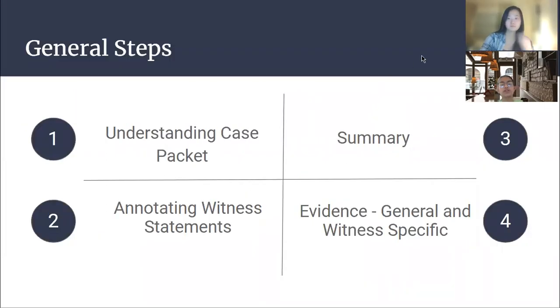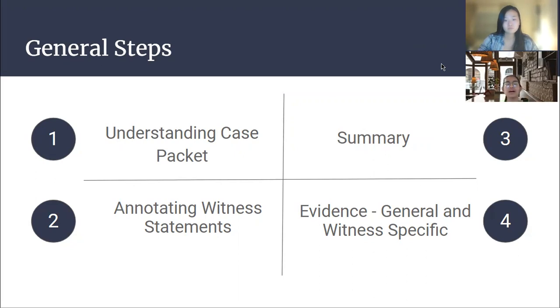So let's first go over some general steps that apply to the CXs, DXs, and redirect. Just some basic things that you have to do before actually writing your questions and answers. The first being understanding the case packet. It seems pretty self-explanatory, but obviously the number of people that don't read the case packet in its entirety and then start writing questions is very, very high. And obviously that's something you should take advantage of when you're going against other teams that don't really know what they're doing. But also it's something that you should make sure that you're always doing. Always read the case packet, fully understand it. You can go to our previous video to see how to do that.